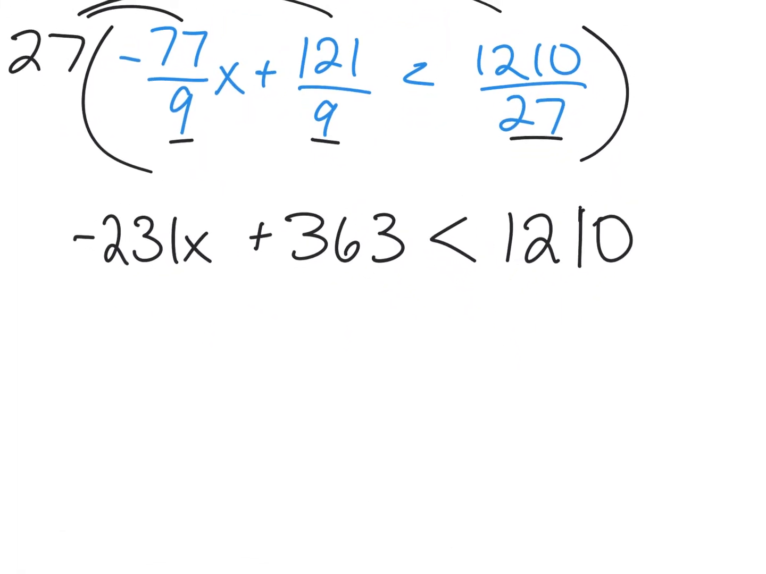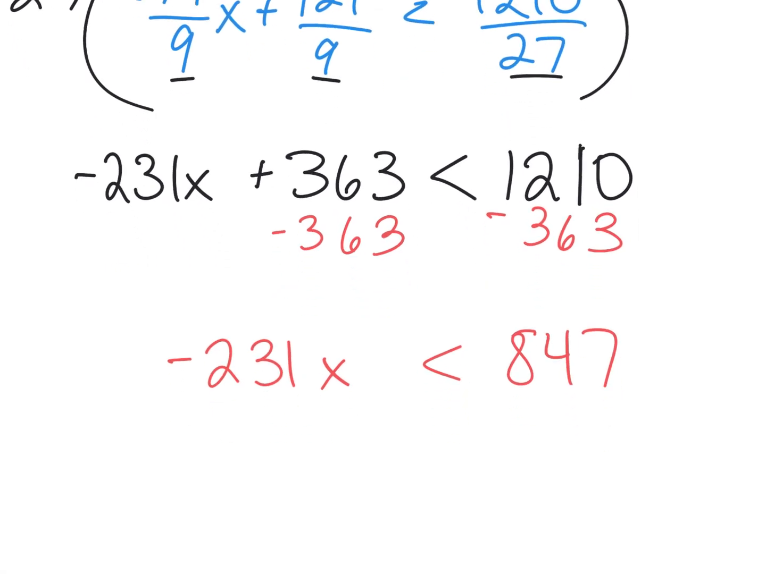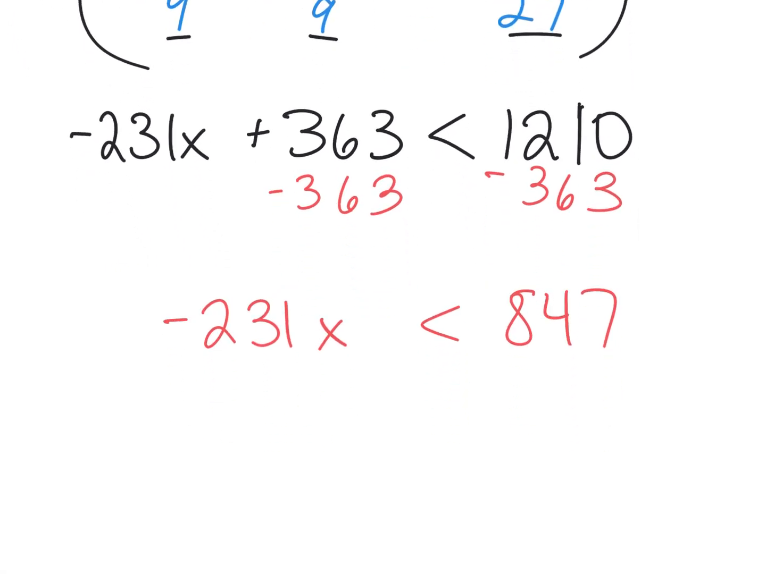So the first thing I would do is subtract the 363. So I get negative 231x is less than, and then we'll do 1210 minus 363, and we get 847. And last but not least, divide by negative 231. What happens when I divide by negative 231? You flip the sign.